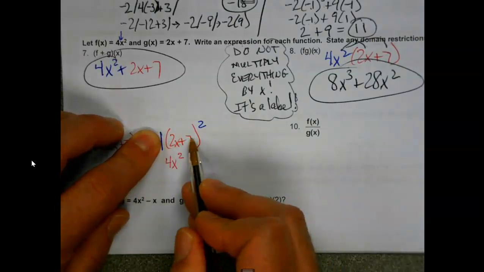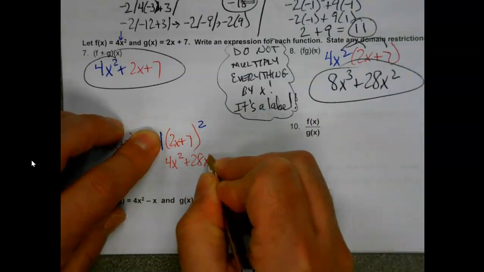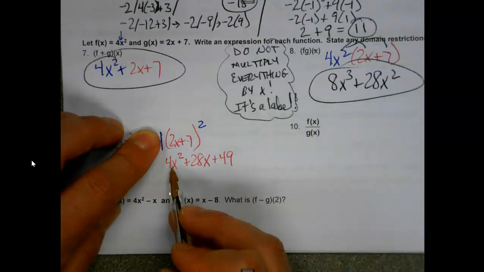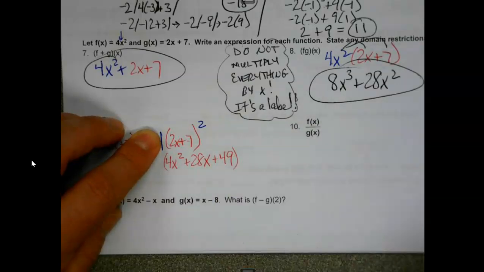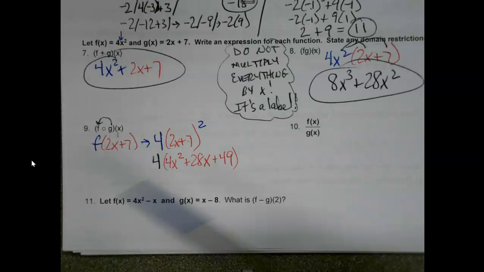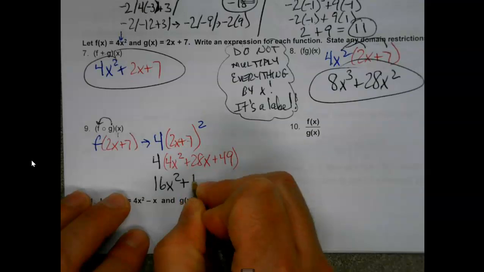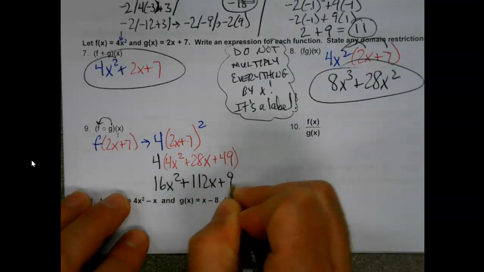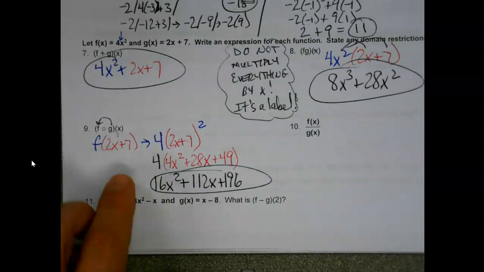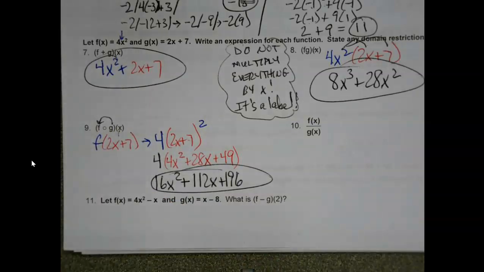Multiply these together. 7 times 2 is 14x. Double it. Square your last term. Again, FOIL it to the side or use this pattern. Then you can take that 4 that's there and distribute it through. Almost lost my 1. Okay. Always working backwards or inside out when you're doing those.